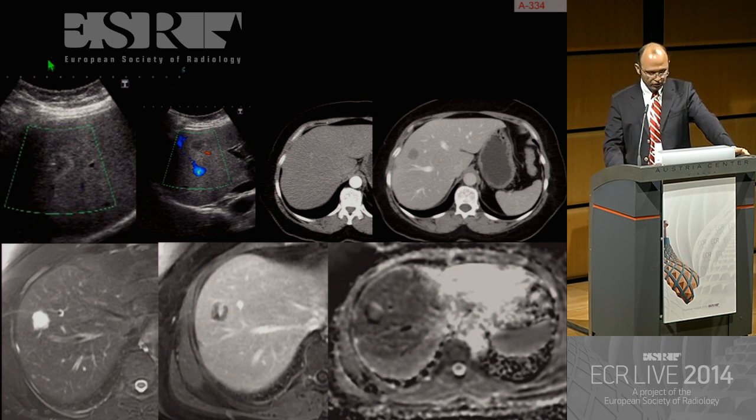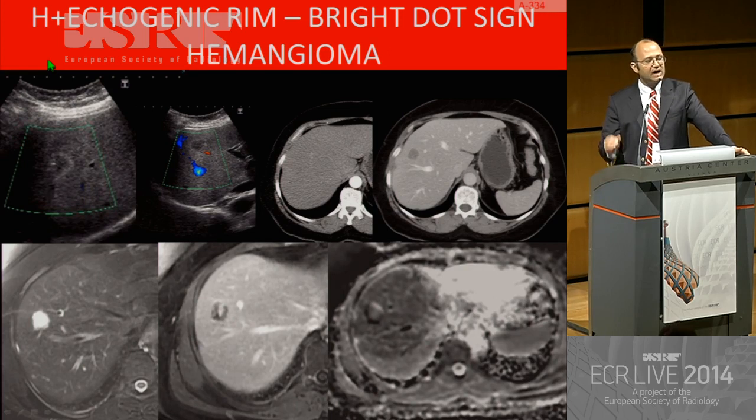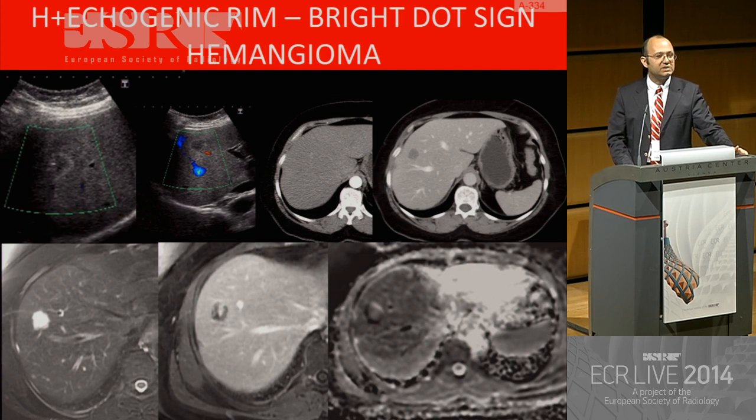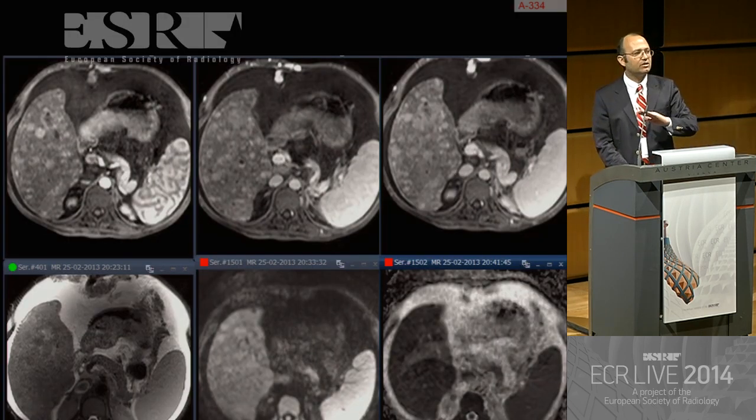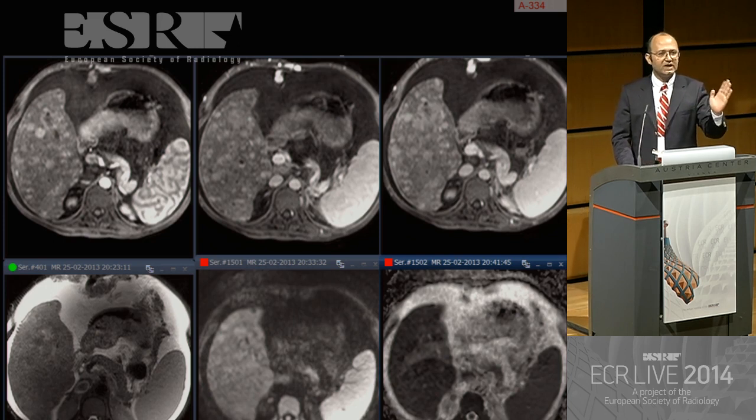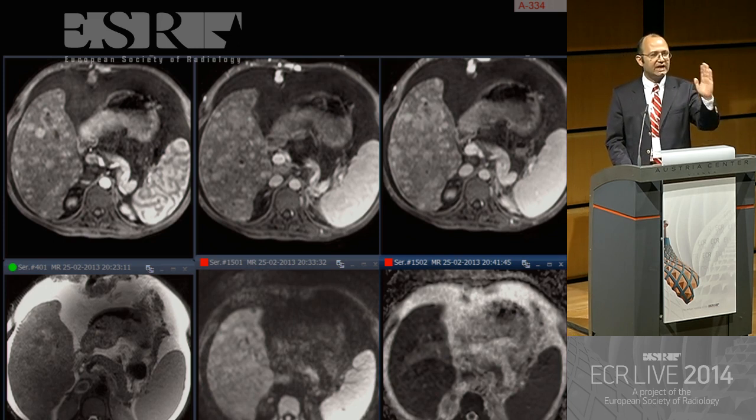So this was, you combine the imaging findings, ultrasound and MR findings, and you can come up with the diagnosis of atypical hemangioma. How about this one? If you see something in your practice like this, you're always puzzled because many lesions are hypervascular and they stay the same on the later phases.